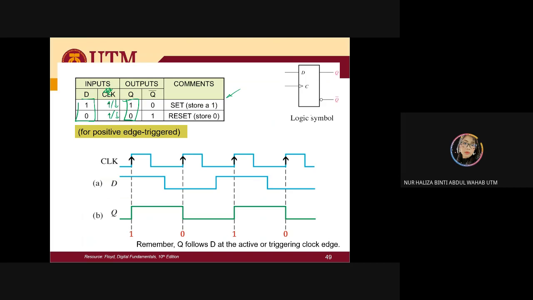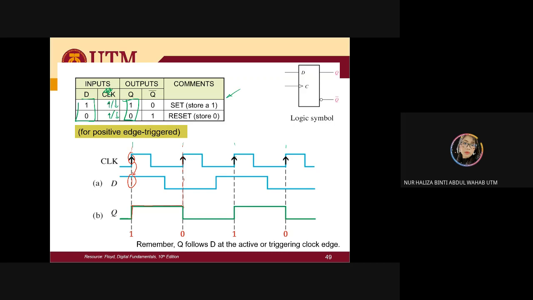So let's say we have an example here. At this positive clock, you're going to change. First, initially, Q is 0. And then you meet the positive clock there. What you need to do is refer to your input value at this line. It is 1, so you're going to draw 1 and continue until you meet the next positive clock.